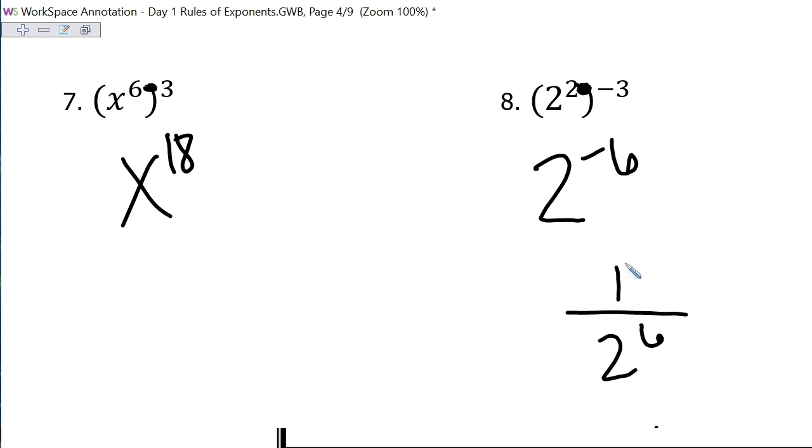Next one, number 9. If you have a fraction raised to a power, everything in the fraction needs to be raised to that power. So that means the 1 needs to be cubed, and the 2 needs to be cubed. So cube the top, cube the bottom. Everything gets cubed inside the parentheses. So what is 1 cubed? 1. What is 2 cubed? 8. So your answer is 1/8. Okay, I want you to do number 10.